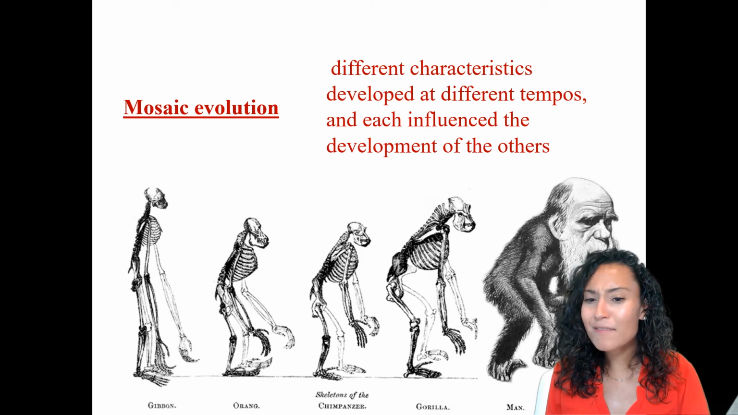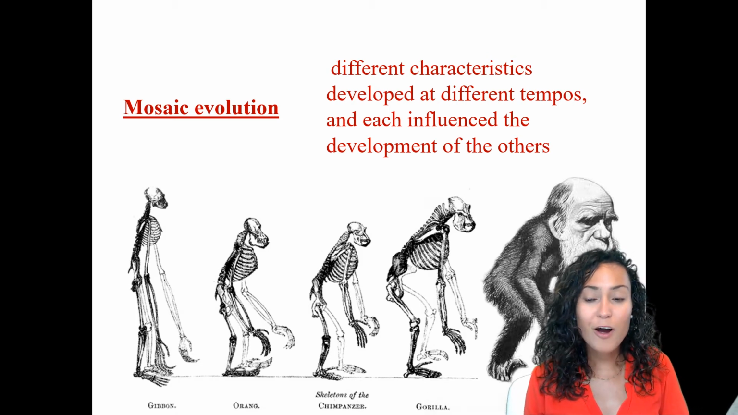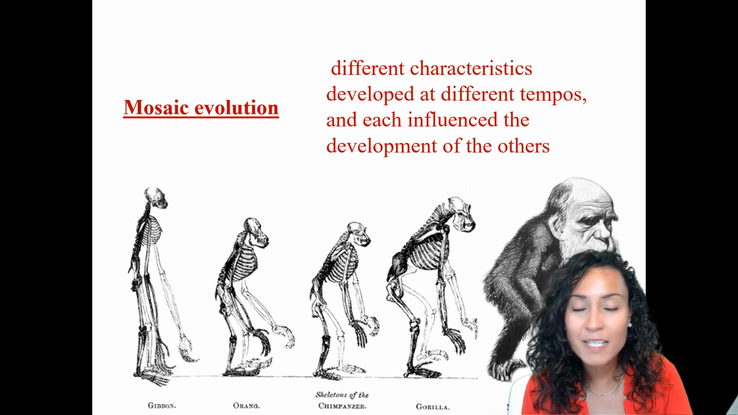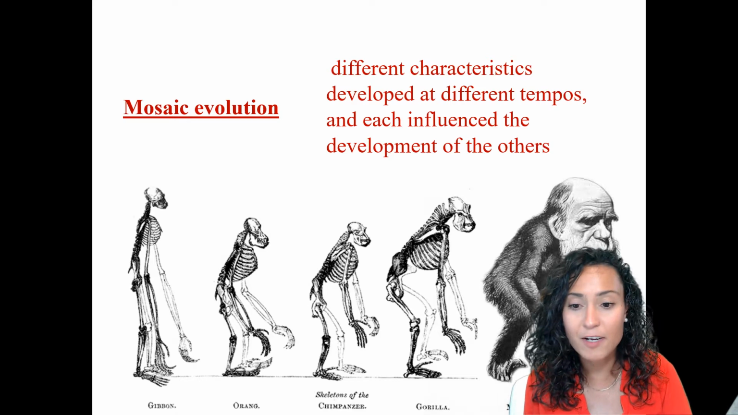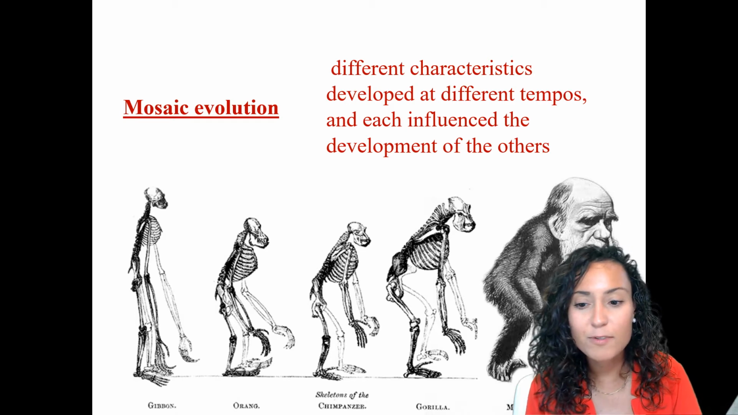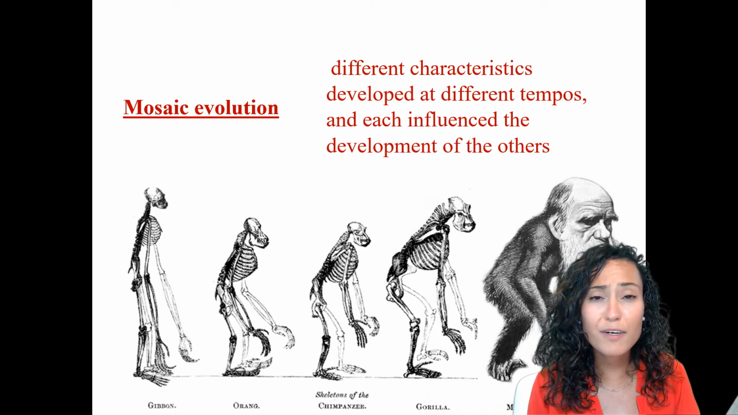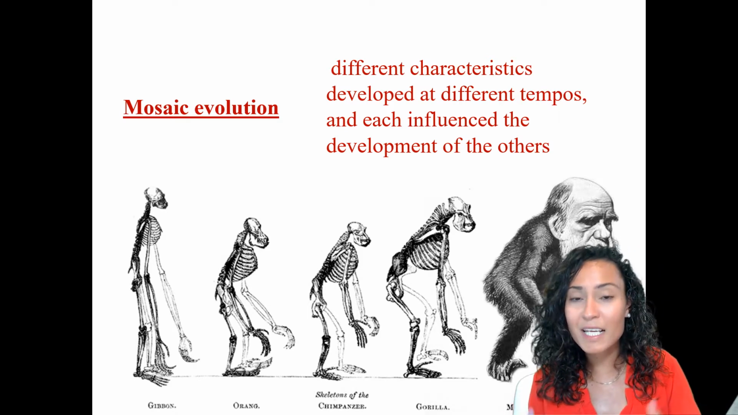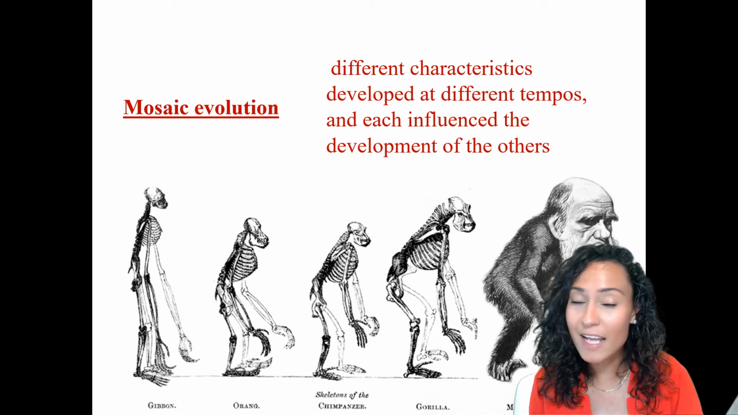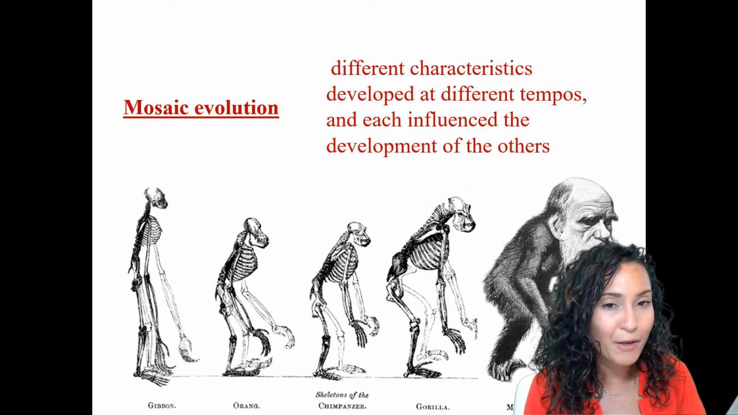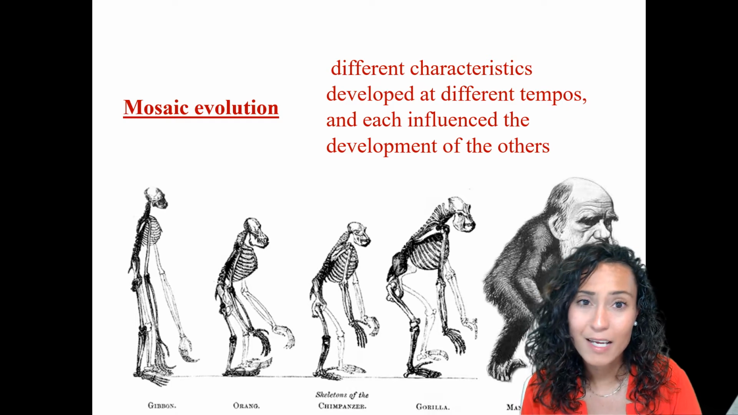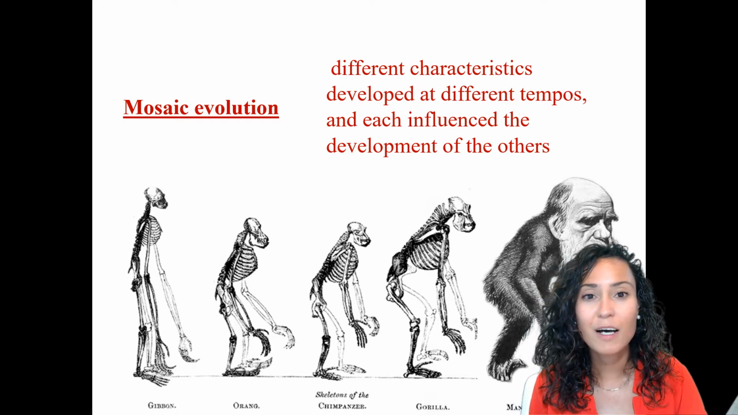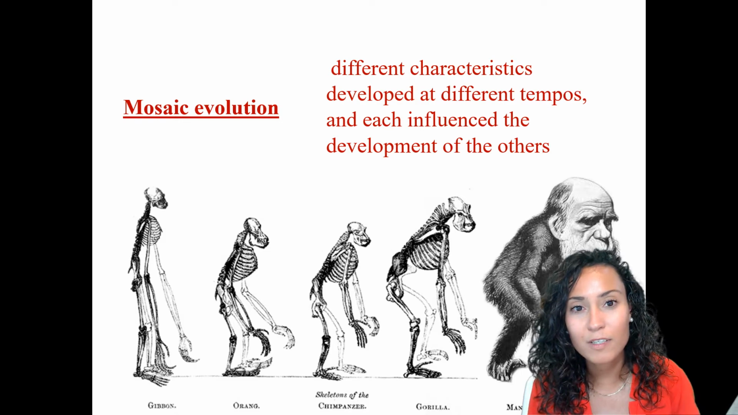But scholars have now taken a different approach, arguing for what's called mosaic evolution. Basically, mosaic evolution means that different characteristics develop at different tempos, and each of those traits influences the development of others to a greater or lesser degree. It means that you can't have the development of the big brain without walking on two feet, without tool making, and without similar developments in cranial anatomy with smaller canines.